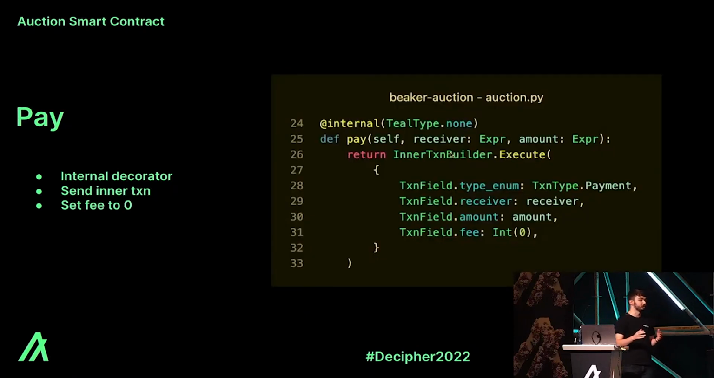And now we can actually start writing our logic. So the first thing we're going to do is write this pay method. And this pay method is a helper function that we're going to be using in our other methods later in the code base. So what we do here is we decorate it with this @internal decorator.